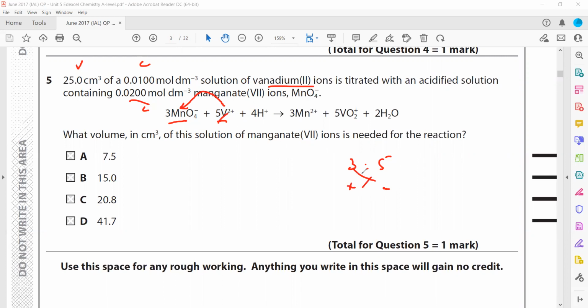This will be X, cross multiply. You'll get the moles of MnO4. The formula for concentration is moles divided by volume, so volume is moles divided by concentration. You'll get the volume in dm³, but the final answer should be in cm³, so multiply by 1000.